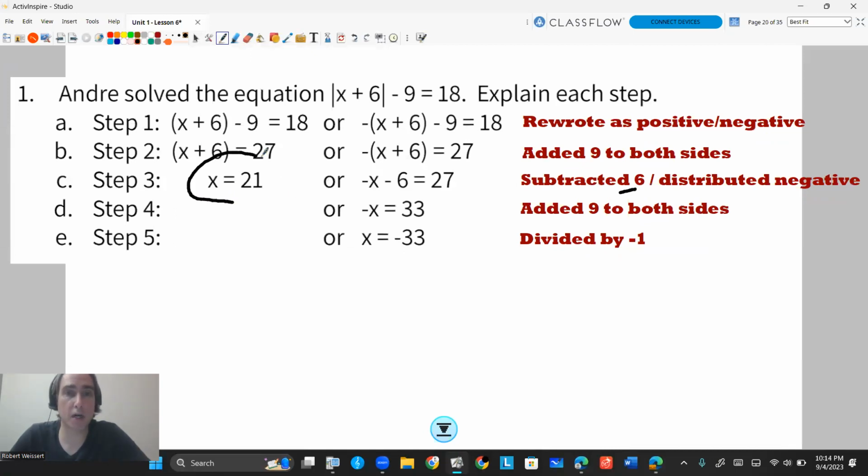And notice that that one's already done. For step D, I said add 9 to both sides. I should have said 6, excuse me. Add 6 to both sides. And the last one I said divided by negative 1 to get you negative 33.